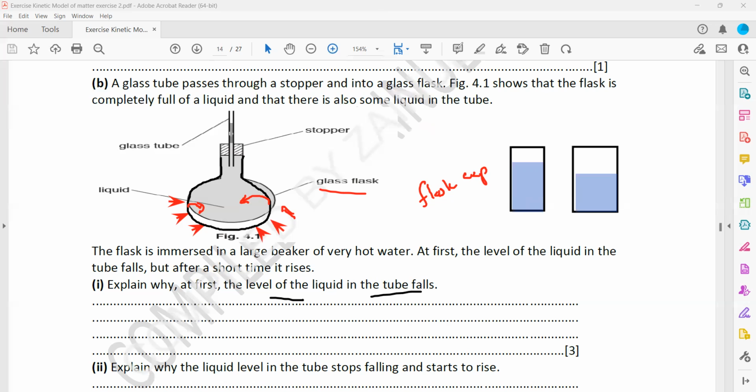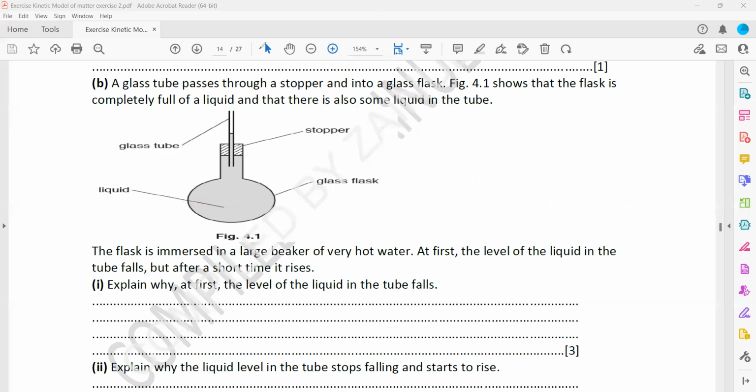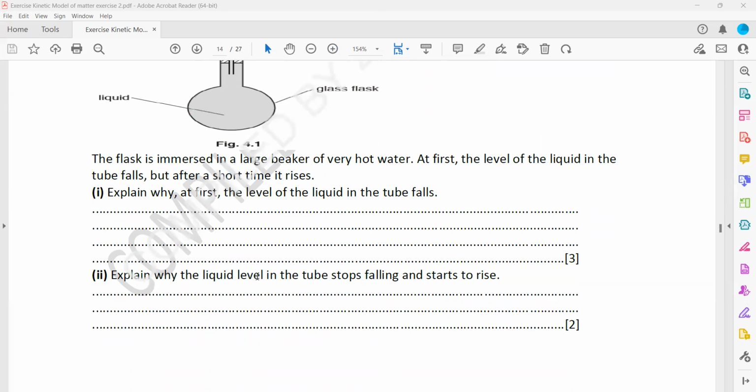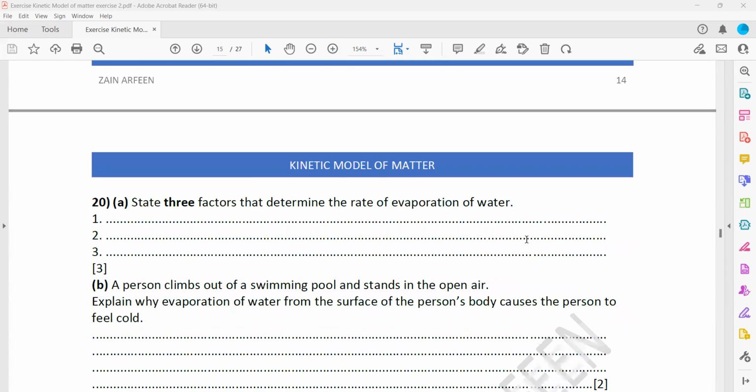Why is expansion more in a gas? Because in a gas the particles are far from each other and they have very weak attraction between the particles. Gases expand more than liquids and liquids expand more than solids. And why does the liquid level in the tube stop falling and start to rise? That's the same as I've just mentioned.